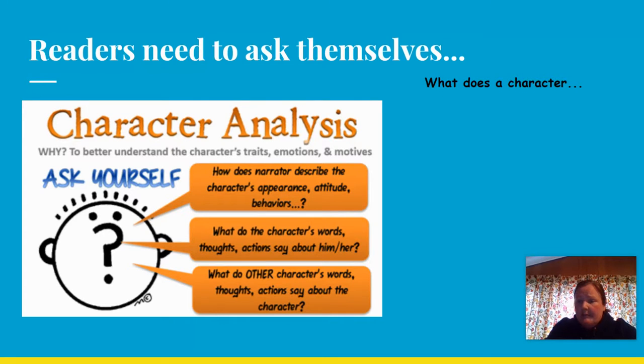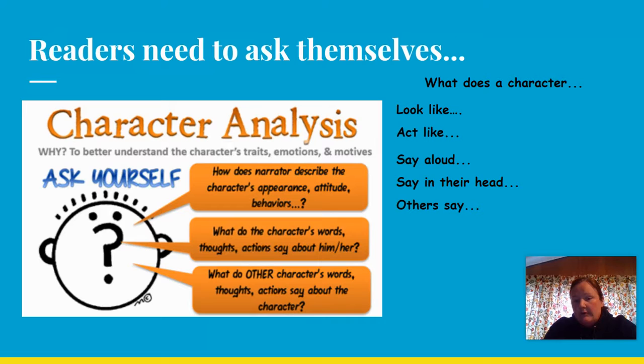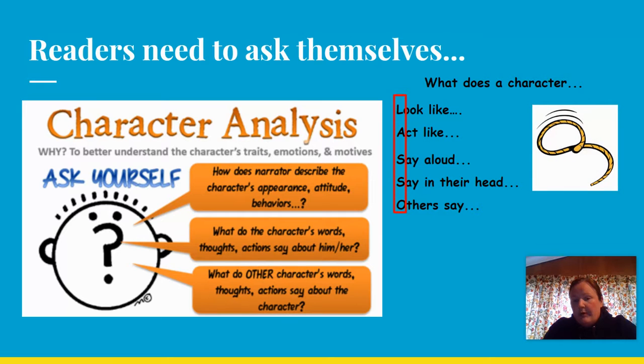If you see right up above my head, there are some notes that I'm going to give you to help you remember what we're supposed to do with our characters in a story. As we read, we need to think about what characters look like, what they act like, what they say aloud, what they say in their head, and what others say about them. If you look at the first letter of those group of words, we see the word lasso. So when we are talking about characters, we need to lasso clues about them. When we say lasso clues, we're going to annotate details about what characters look like, act like, what they say aloud, what they say in their head, and what others say.